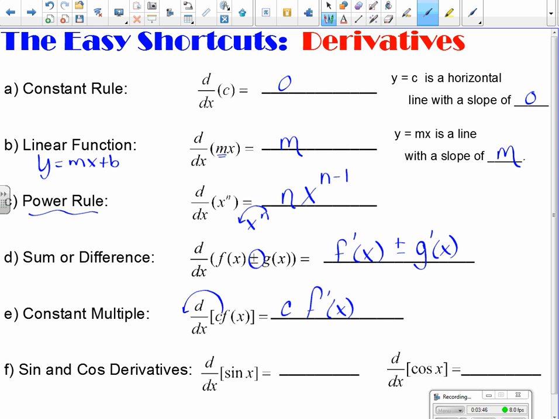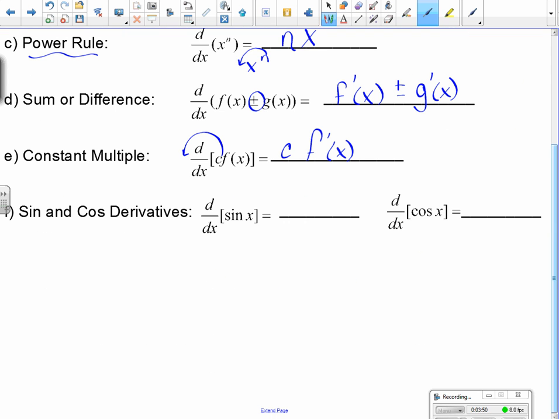Sine and cosine. So we're going to do two of the basic trig functions. We will learn them all, but for now, let's just be happy with doing two of them. The derivative of sine x becomes cosine x, and the derivative of cosine x becomes negative sine x.